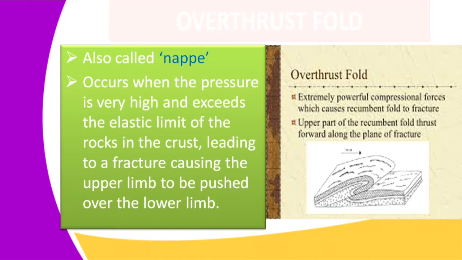So when there are extremely powerful compressional forces which cause recumbent folds to fracture, the limb that has the highest pressure will go over the limb with the weakest pressure. So it ends up being on top of the weak limb. So this is the image of an overthrust fold.